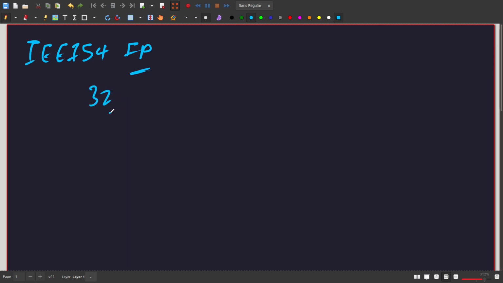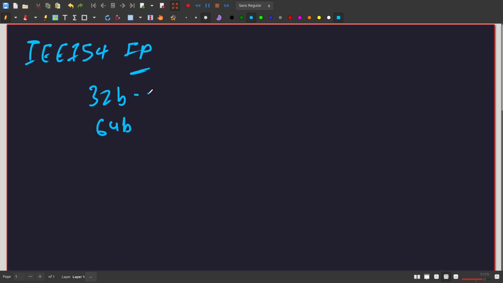All right, so let's do a couple of problems on IEEE 754 floating point representation. I know that there's a 32-bit representation and there's also a 64-bit representation, right?